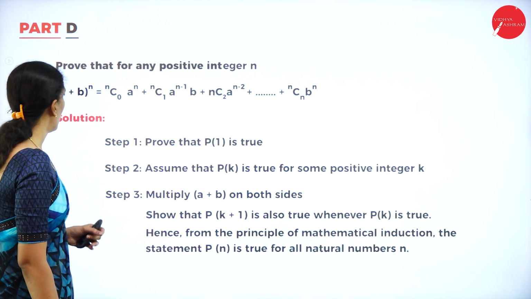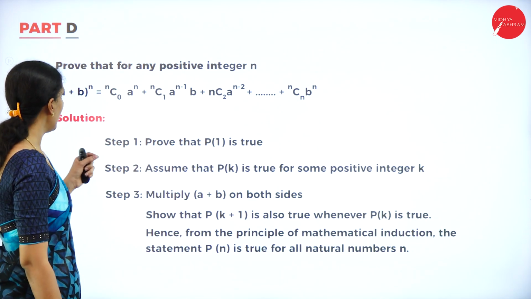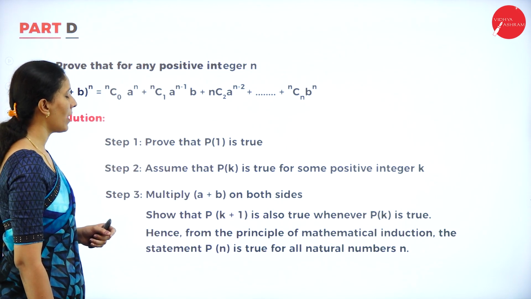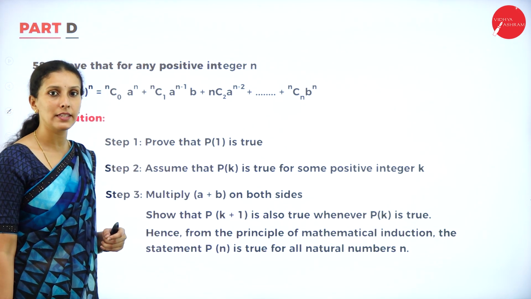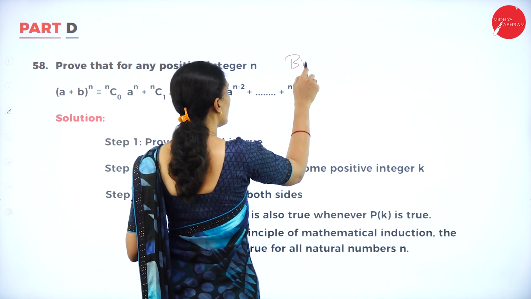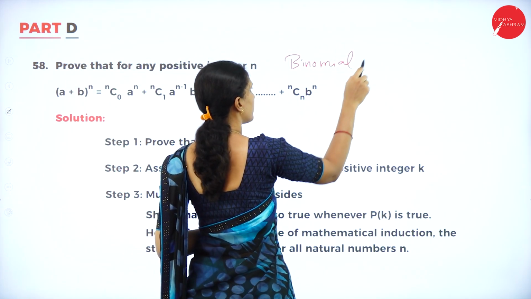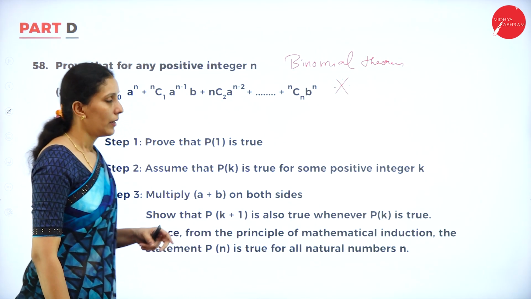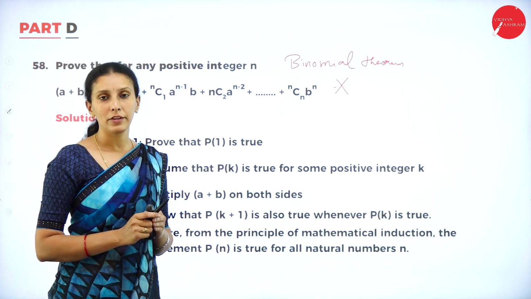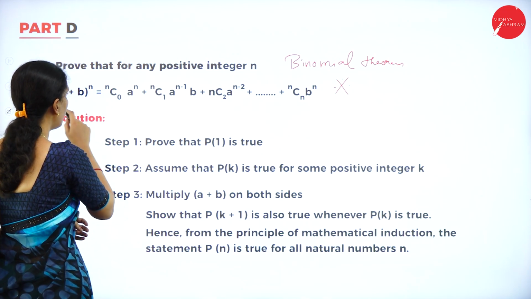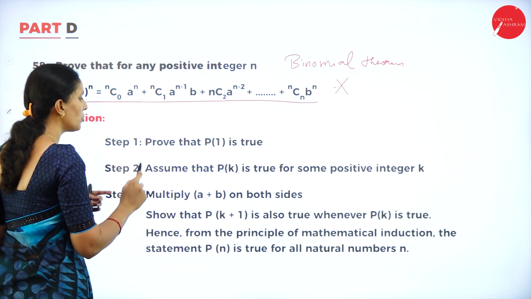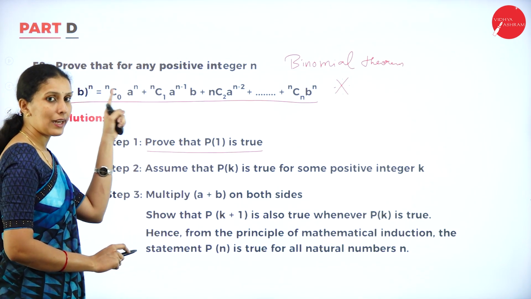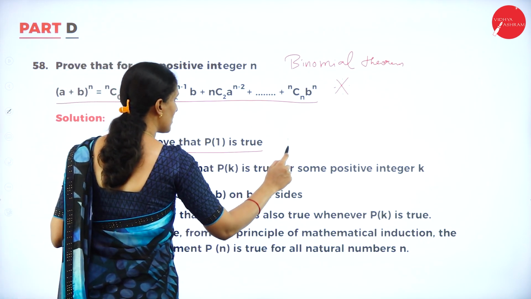Next one is, prove that for any positive integer n, (a plus b) whole power n is nC0 a power n, plus nC1 a power n minus 1 b, plus nC2 a power n minus 2 b squared, and so on up to nCn b power n. So this is the binomial theorem, a very important theorem. It's easy and you can learn it. The binomial theorem is again proved by the method of mathematical induction only. The statement is given. You have to show that P of 1 is true, that is, substituting the value 1 here. You have to show that both LHS and RHS are equal. So that carries 1 mark.